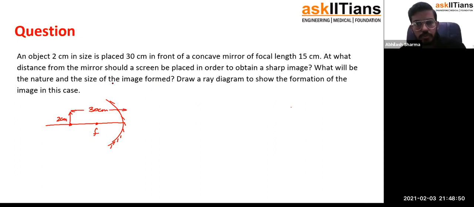At what distance from the mirror should a screen be placed in order to obtain a sharp image? So where should I keep the screen to obtain a sharp image? Well, this is very easy because in this case we realize that focal length is 15 and if the object is kept at 30 centimeter, then it is placed at the center. And you remember from the ray diagram that when the object is kept at the center, the image forms at the center itself, isn't it?